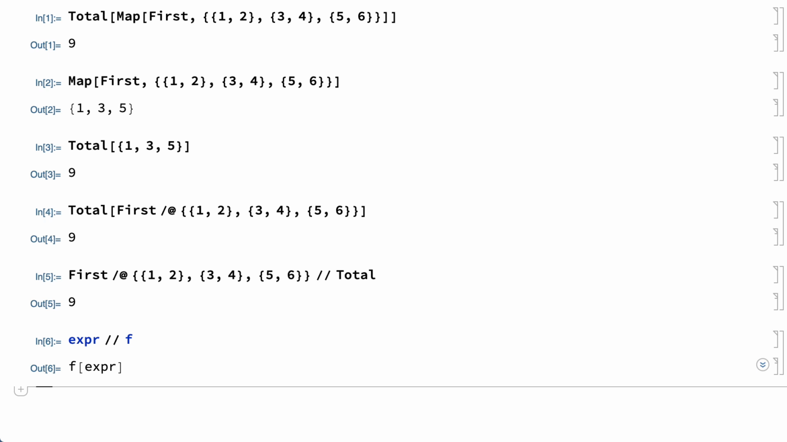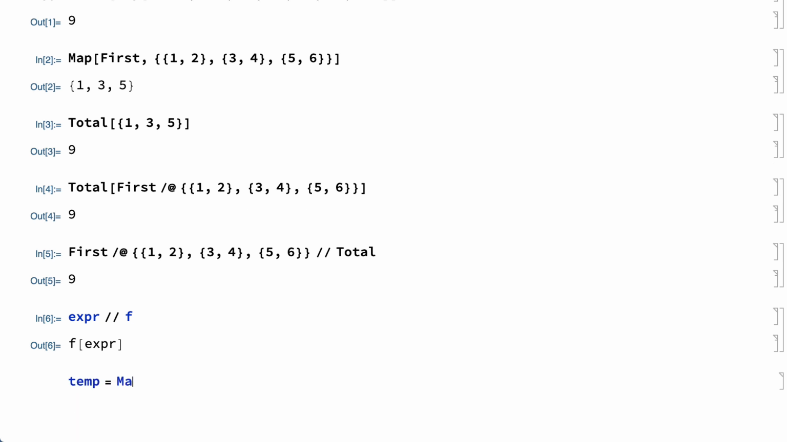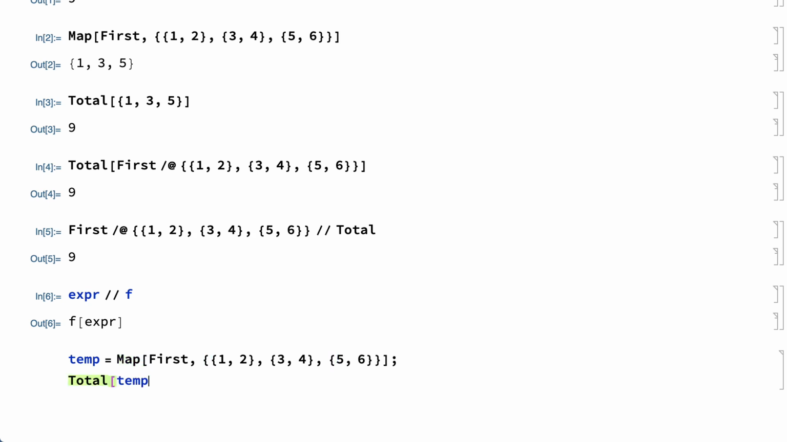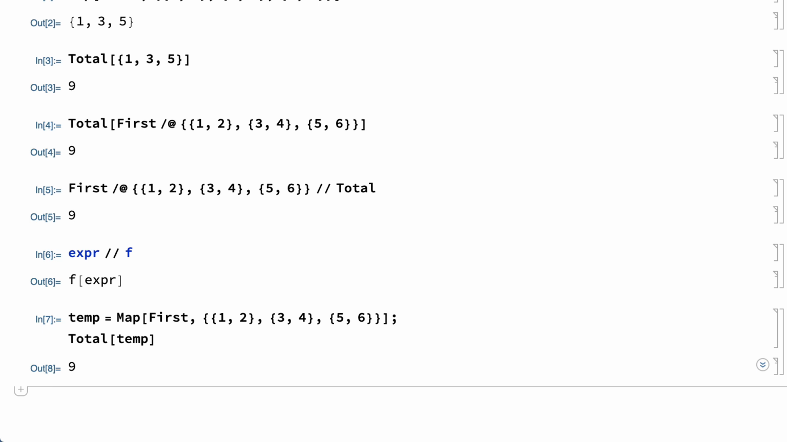Another way of writing the program to add up the first elements in a list of pairs is to break the program up into two lines of input, with a first line that assigns the result from map as the value of a temporary variable, and a second line that applies the total function to that result. This way of writing the program emphasizes the two separate steps in the calculation.